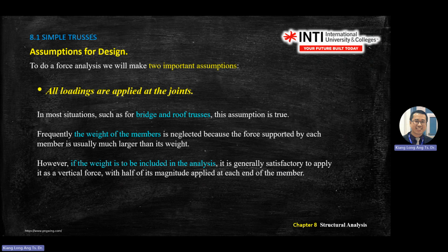Especially for a bridge truss, the word truss here means a connected member that transfers the load from one place to another. If the weight is to be included in the analysis, it is generally applied as a vertical force with half of its magnitude applied to each end of the member. So if you need to consider the weight, you take this weight and divide by half. It just means like this. So this is half W, if there is a joint there.